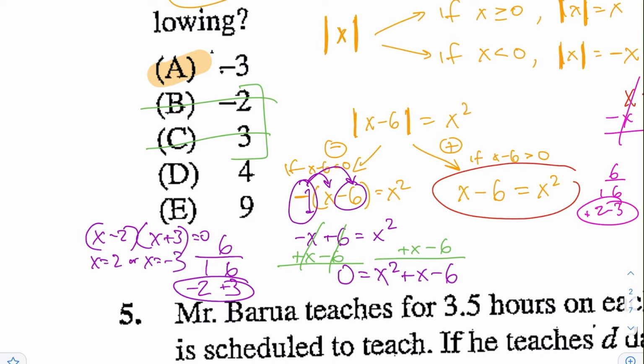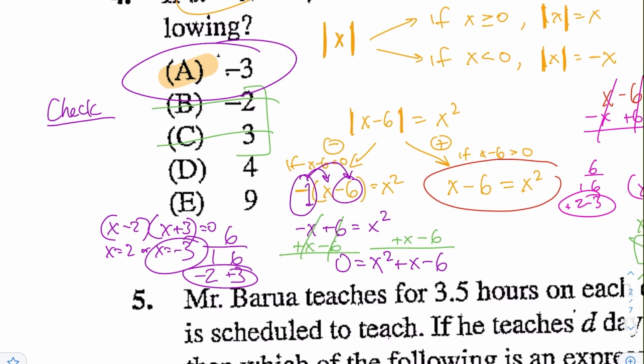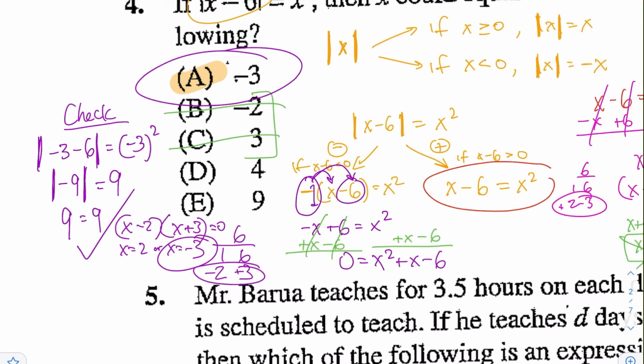Now, I don't see positive 2 as a choice here, but I do see negative 3, so that's probably going to be your answer in choice A. You should always check your work. The absolute value of negative 3 minus 6, you want to see if that's equal to negative 3 squared. So negative 3 minus 6 is equal to negative 9, and the absolute value of negative 9 is positive 9, which is also negative 3 squared. So you know that this is correct.